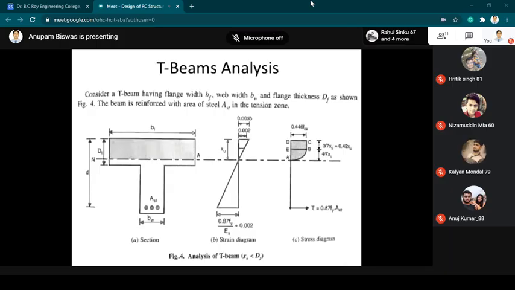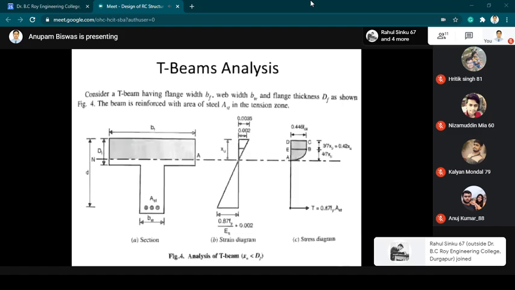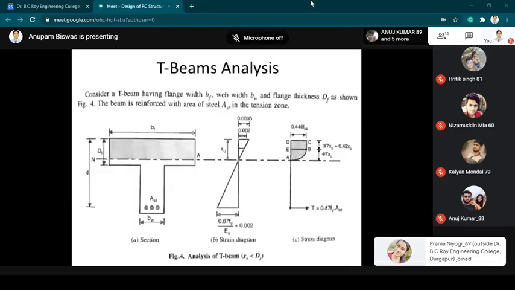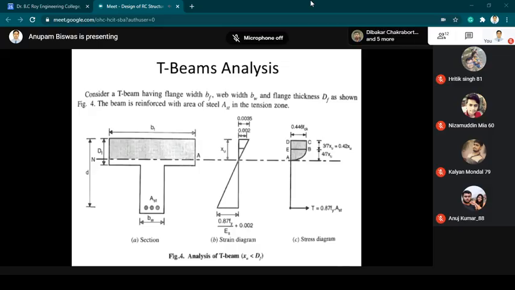So here we are dealing with this, and as you can see in the figure, the section of a T-beam is shown with the width of flange denoted as bf, and the overall depth of flange denoted as capital Df. The width of web is denoted by bw. The area of tensile steel is denoted as Ast, and the effective depth is denoted by small d.